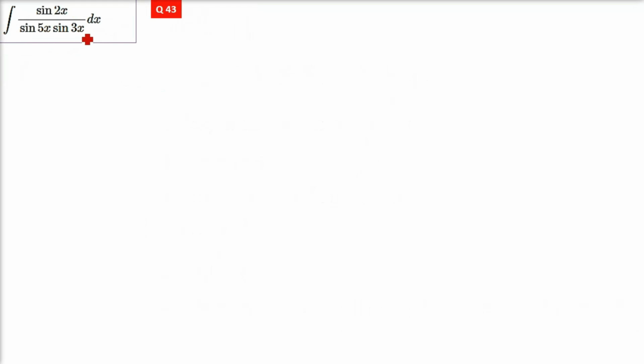Now we have sine 2x divided by sine 5x sine 3x. Even if you put anything of the denominator, you are not going to get anything from the numerator, or the numerator will not give you the denominator. So one reasoning can be 5x and 3x will get you 2x. That is 5x minus 3x is equal to 2x. So sine 5x minus 3x is actually sine 2x.